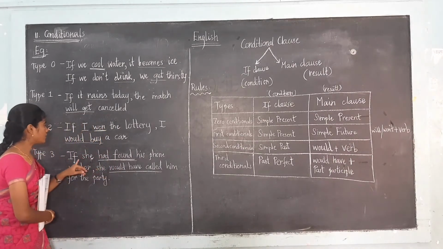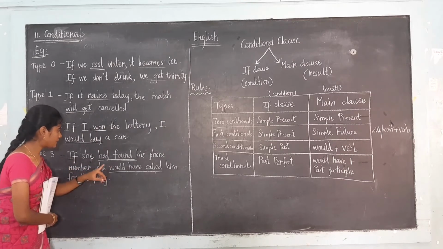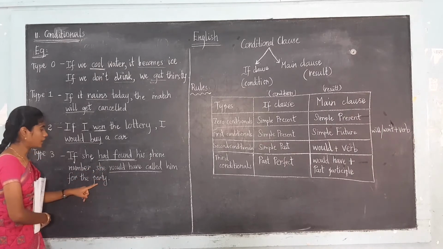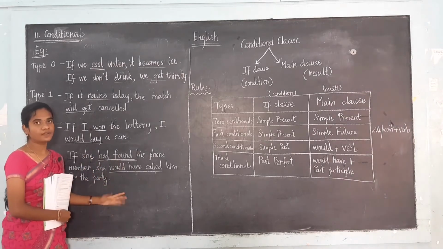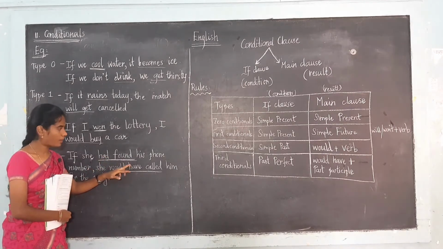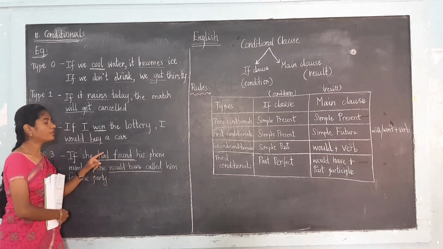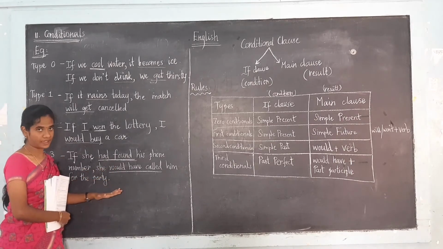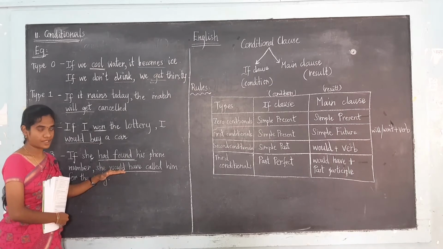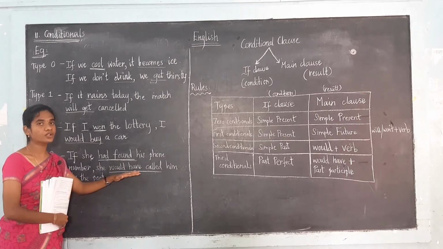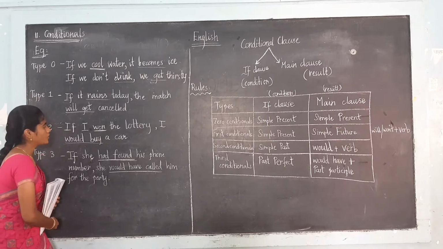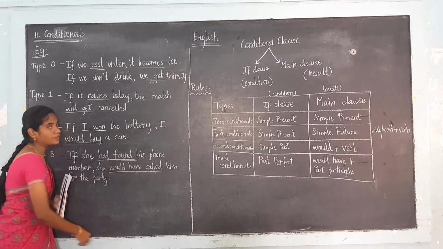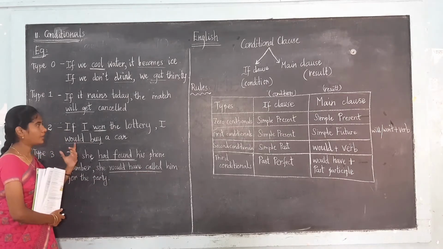Okay. So now see, if she had found his phone number, she would have called him for the party. She did not find his phone number, so she did not call him for the party. What is the meaning of this sentence? She did not find his phone number, so she did not call for the party. She did not have his phone number, so she did not call him for the party. Okay. So we have written had found, and the main clause would have plus V3, that is would have called. Have you all remembered this?